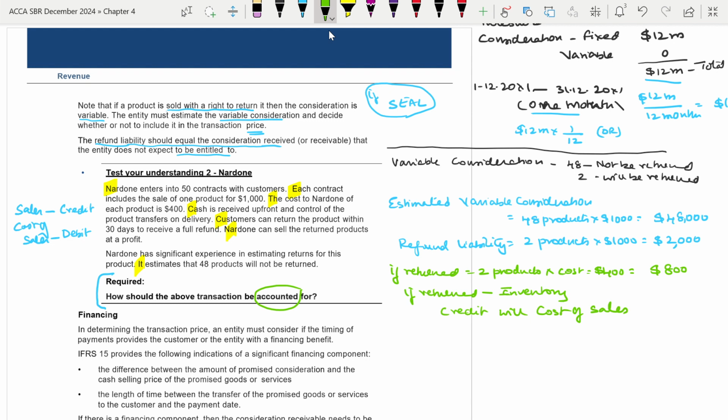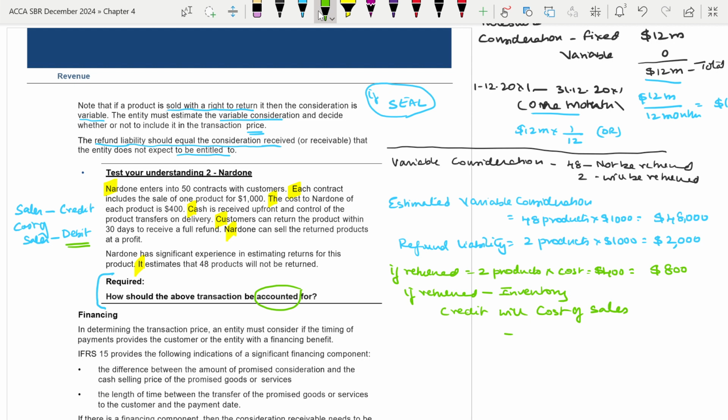Why? See, cost of sales will be debit. When the cost of sales will be debit, when we are doing the transaction, it is sales minus cost of sales. When we are making a cost of sales, we are making it debit.